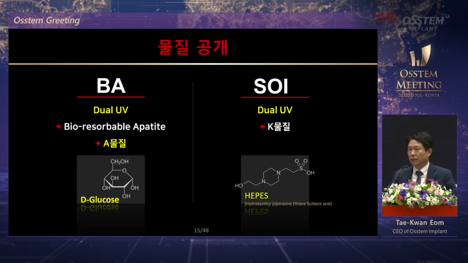When we do cell experiment on the batch, pH can be controlled. So HEPES is a buffer solution that maintains physiological pH. Soy's K material captures the UV effect and also has a material effect, BA.